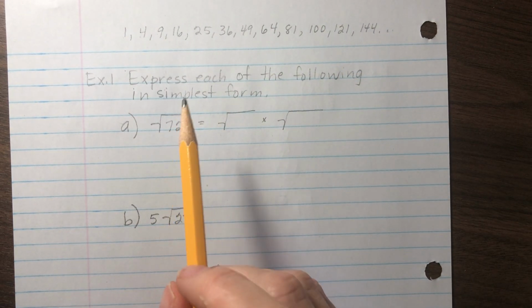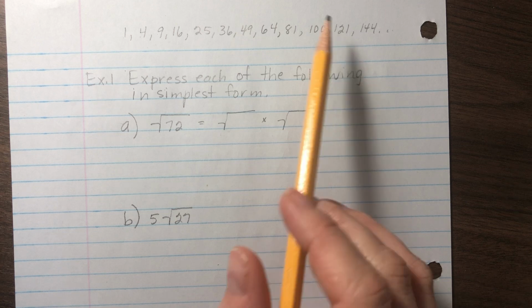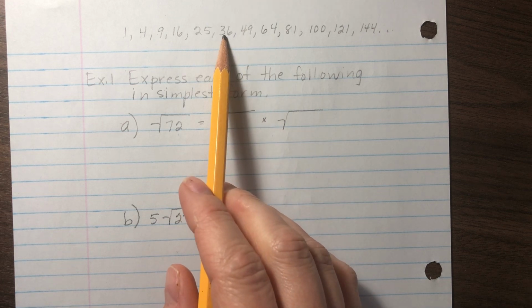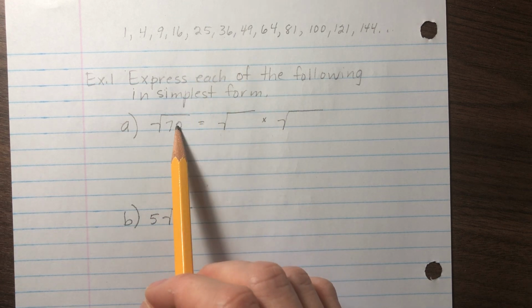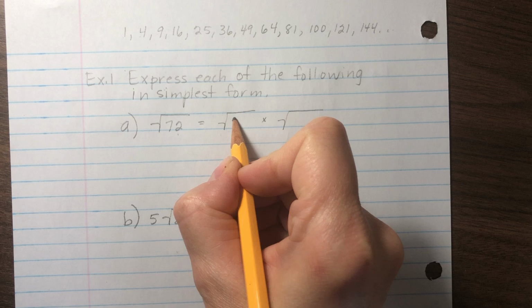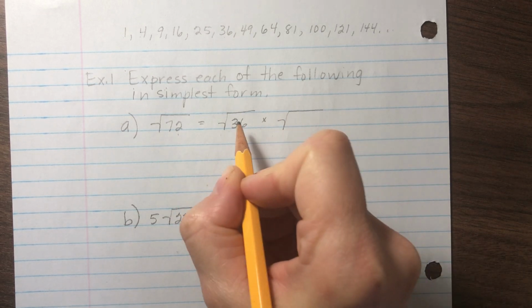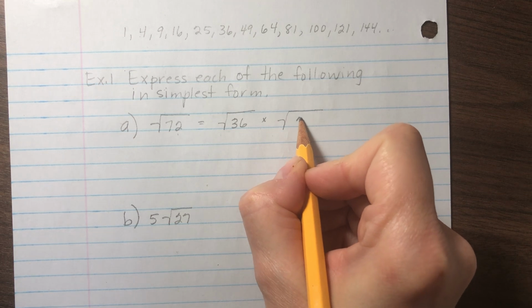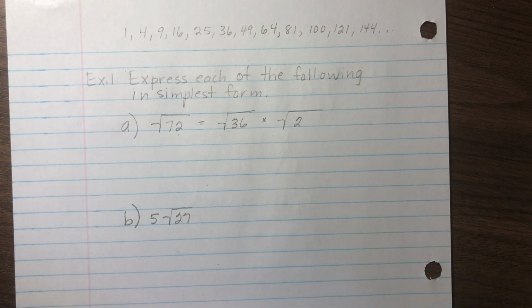So what's the largest number from this list that divides evenly into 72? And that's what you have to think of. And that number is going to be 36. 36 times 2 is 72. Okay, so write 36, your perfect square number first, under the radical sign here, and the 2 following it.